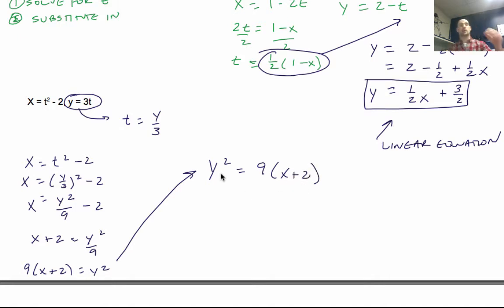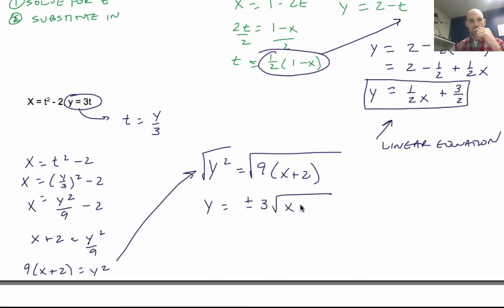I can't put this into my calculator, but I can get an idea if I solve for y again, right? I'm going to do y is equal to plus or minus 3 times the square root of x plus 2. So that would be the square root of 9 and the square root of x plus 2. Why do I need this plus and minus? Remember, this is called an implicitly defined function.